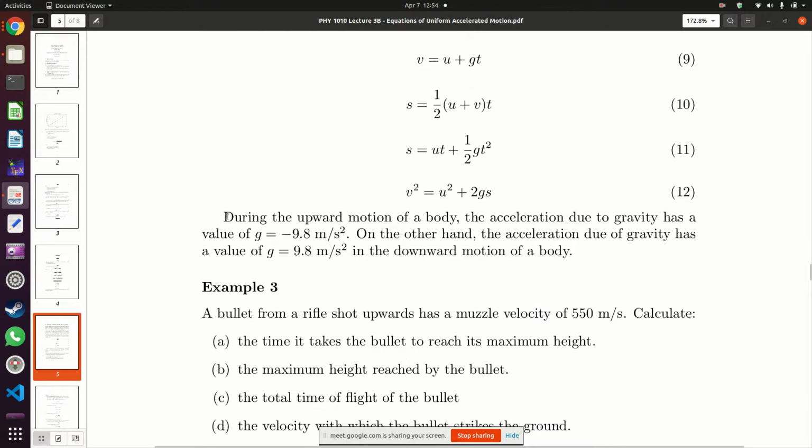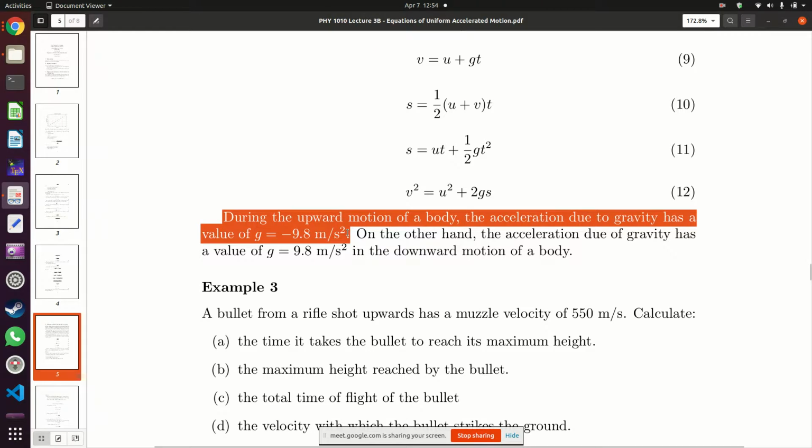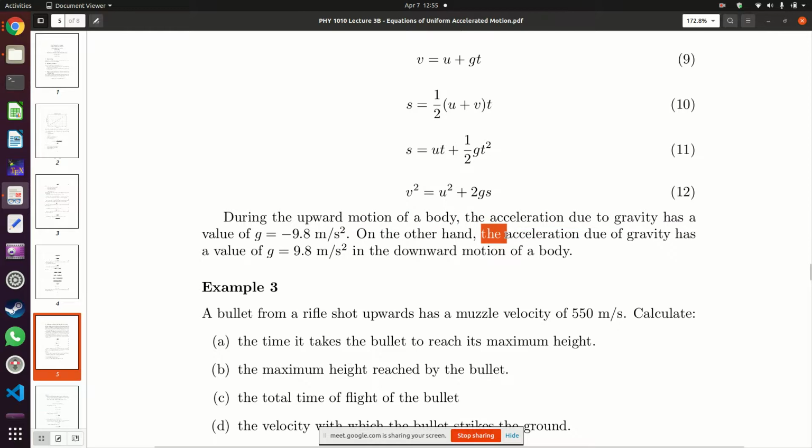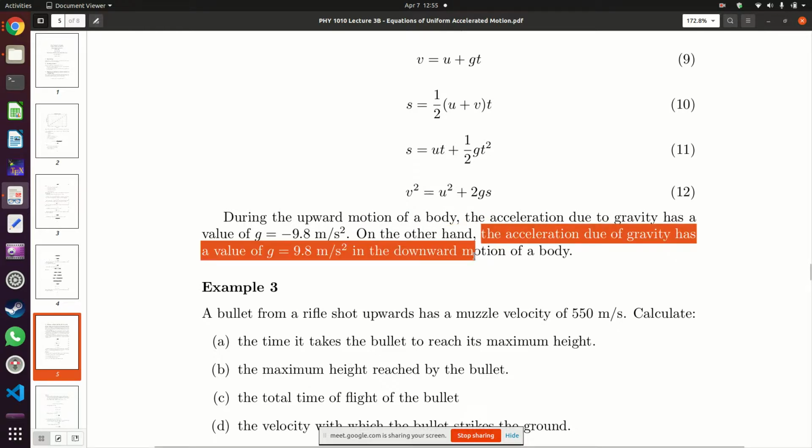So during the upward motion of a body, the acceleration due to gravity is negative, minus 9.8 meters per second. On the other hand, the acceleration due to gravity is plus 9.8 meters per second when a body is moving towards the surface of the earth. Are we clear?